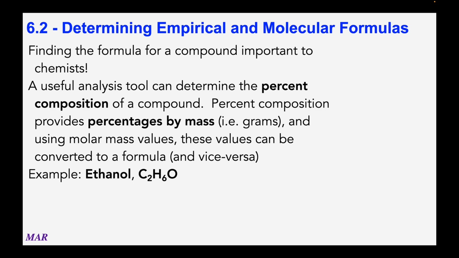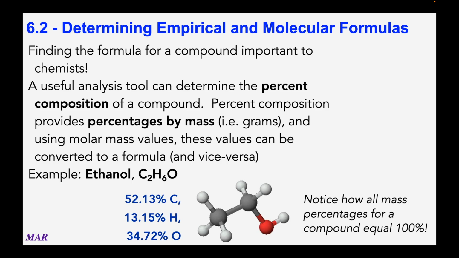As an example of what I mean by this, let's talk about ethanol, which is C2H6O. And ethanol is drinking alcohol. That's nothing you need to know, but it is kind of interesting. So ethanol has carbon, hydrogen, and oxygen. It has 2 carbons, 6 hydrogens, and 1 oxygen. But when you want to find the percent composition, it's 52.13% carbon, 13.15% hydrogen, and 34.72% oxygen. Now, a couple of things about this.